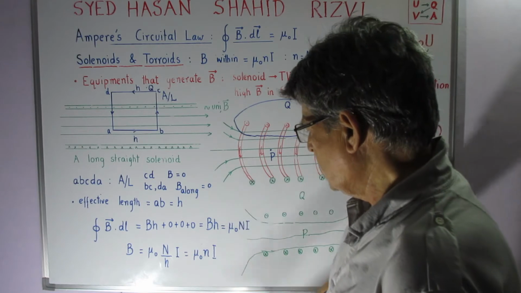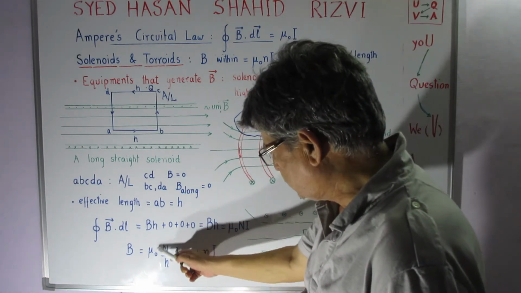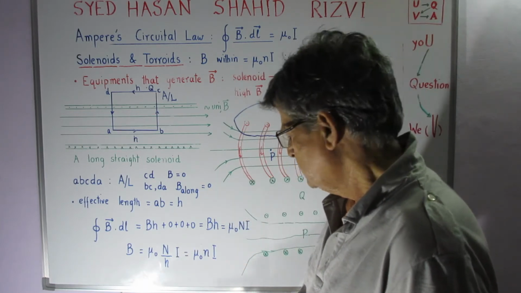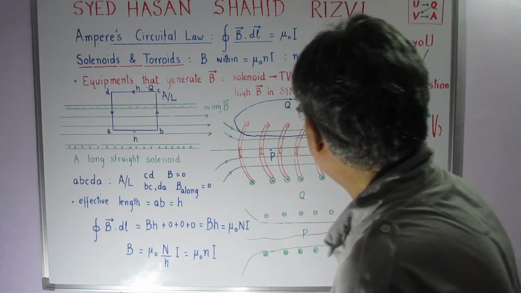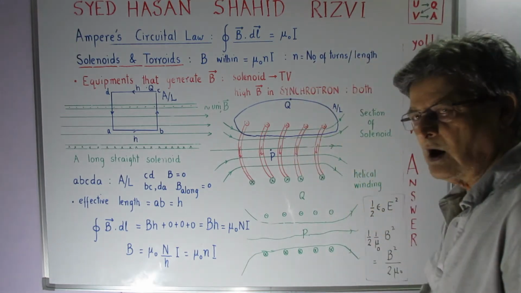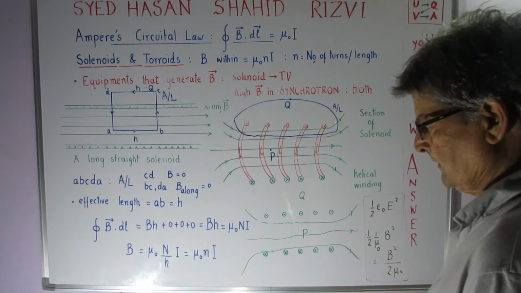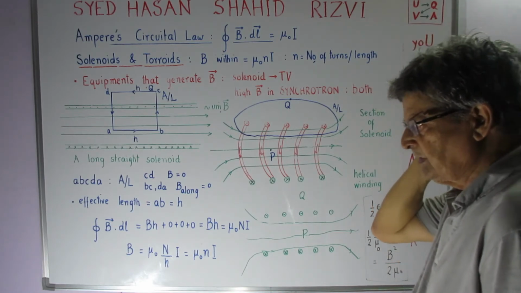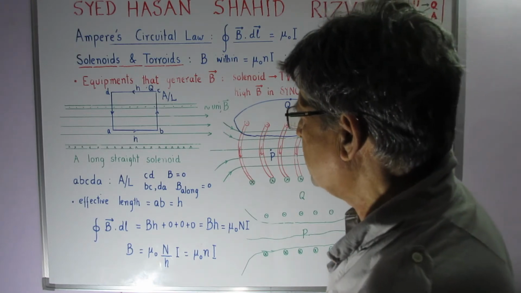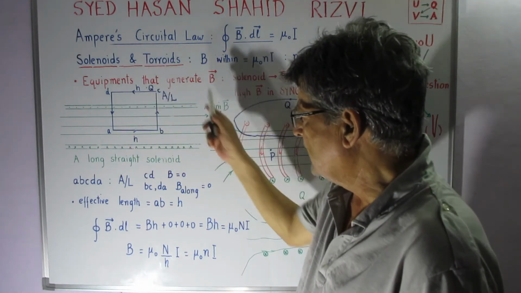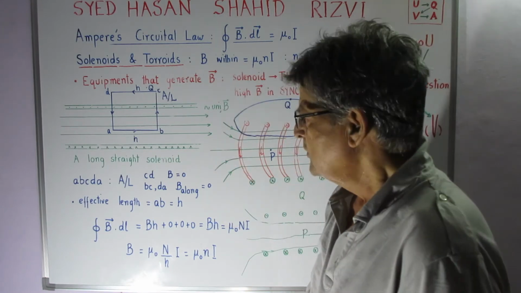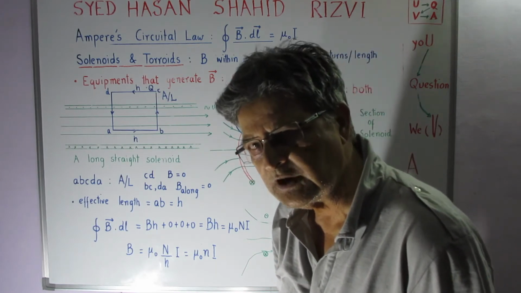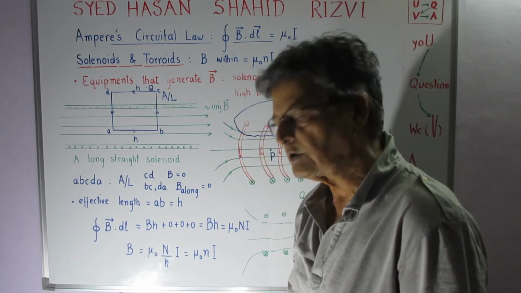So from this relation I can write mu naught n upon h into I, which is equal to mu naught Ni, where n is the number of turns of the wire per unit length. Now what has happened? What has happened is that by using this long straight solenoid, within the confines of the solenoid inside, we have been able to arrest magnetic field. There is a magnetic field which is present over there.